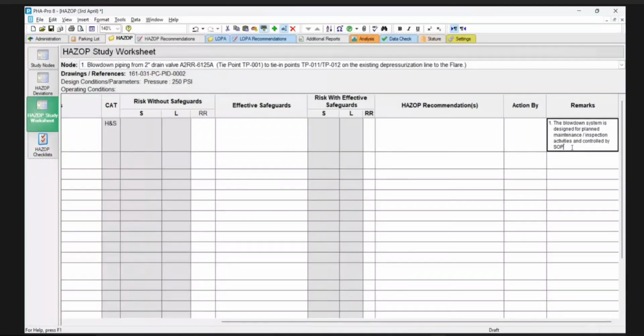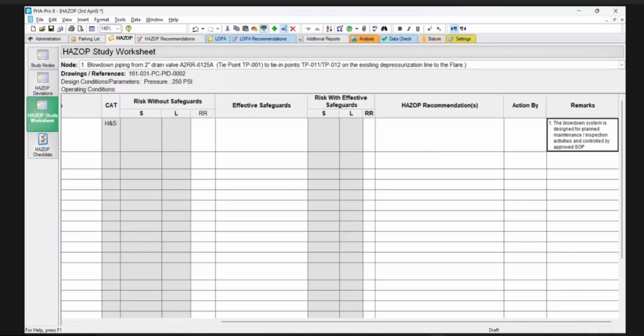Here, so that once we do the HAZOP and you get the report, you understand the purpose of this blowdown. I am putting: blowdown system design for plant maintenance/inspection activity, controlled by SOP, controlled by approved SOP.